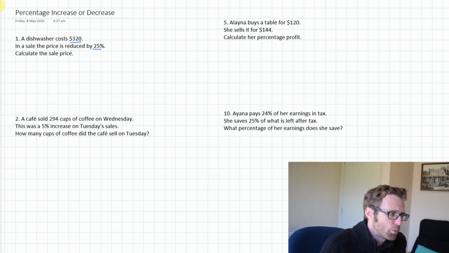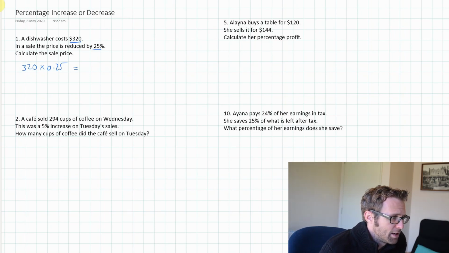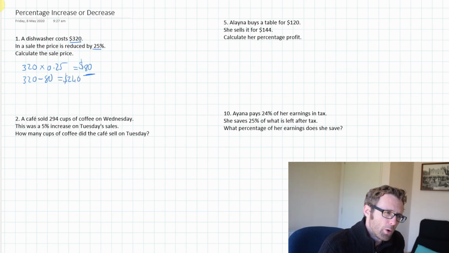Now, Nana's way of working this out would be 320 times 0.25. And when we do this, we're going to get $80. Okay. And then you would subtract $80, that's the discount, from your 320. So you get 320 minus 80 is equal to 240. Okay?